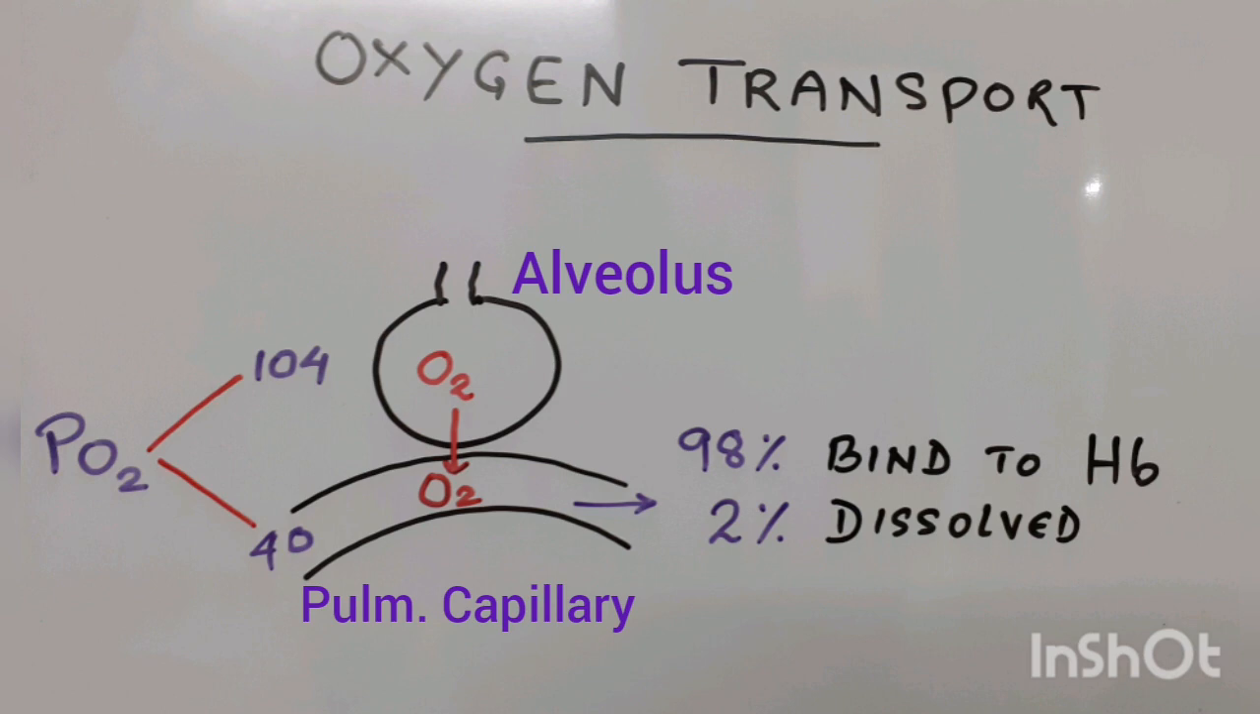In this video, we will try to understand in the most simple way how oxygen is transported from the lungs to the tissues through circulation.